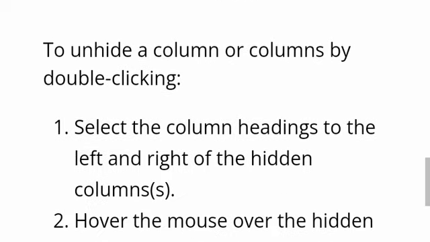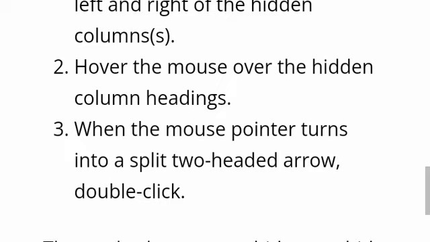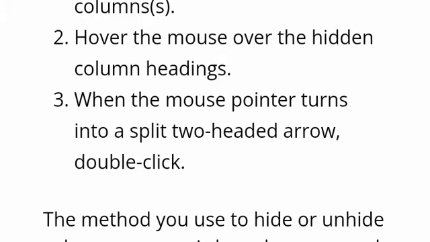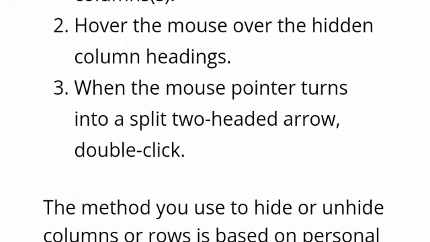To unhide a column or columns by double-clicking, select the column headings to the left and right of the hidden columns. Hover the mouse over the hidden column headings. When the mouse pointer turns into a split two-headed arrow, double-click. The method you use to hide or unhide columns is based on personal preference.